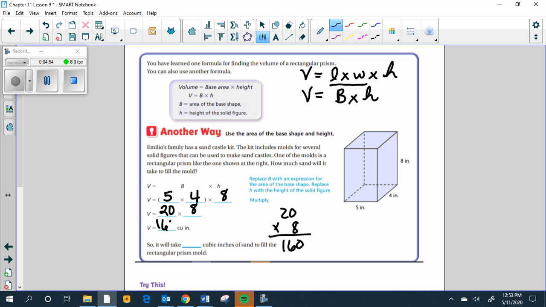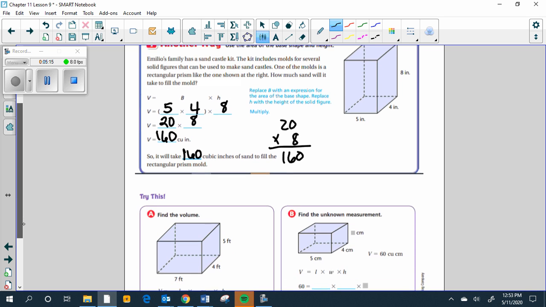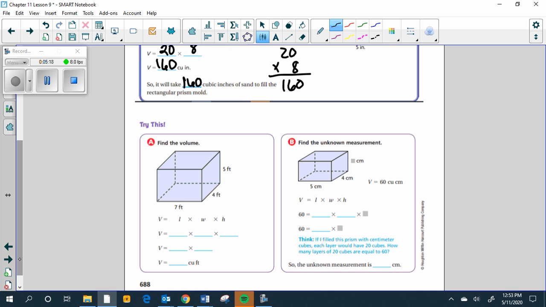And once again, because it's volume, it will be in a cubic measure. All the measures over here are inches, so the volume of this rectangular prism is 160 cubic inches. So it will take 160 cubic inches of sand to fill the rectangular prism. Go ahead and pause the video and work through A, then check back for the answers.